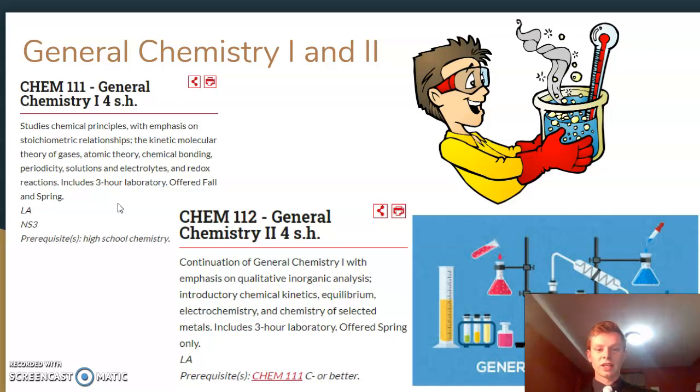General Chemistry 1 is essentially the whole first semester of Regents Chemistry. I won't even lie, it's almost the same thing, but you go a little bit more in depth with certain topics. General Chemistry 2 is a whole different ballgame. General Chemistry 2 involves qualitative inorganic analysis.